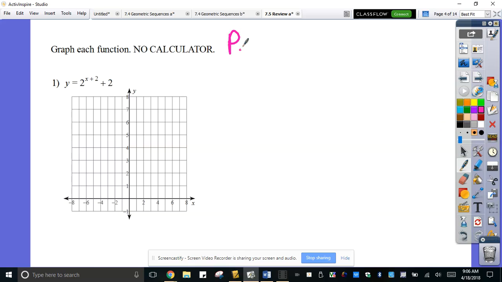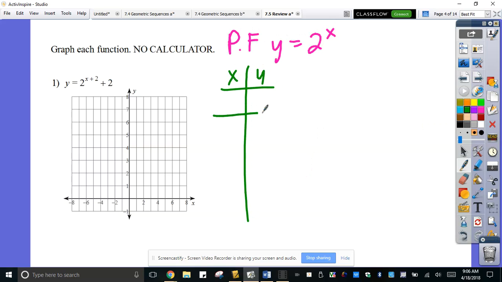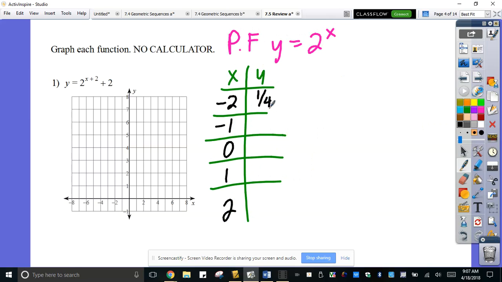Again, the parent function for this we know is y is equal to 2 to the x. And if we make a table right here, refresh our memory, every time we use a parent function, let's try to use -2, -1, 0, 1, 2. You plug in the -2 right here, will give us 1/4. You plug in -1 here, will give us 1/2. 0 will give me 1. Even 1 here is going to be 2, and this will be 4.